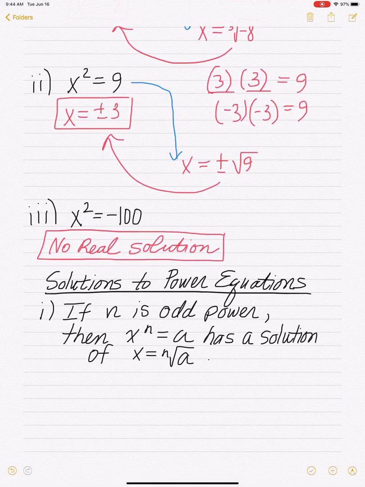So if you have an odd power, you just drop the power on the left-hand side on the x, and then you take the root of the right-hand side.